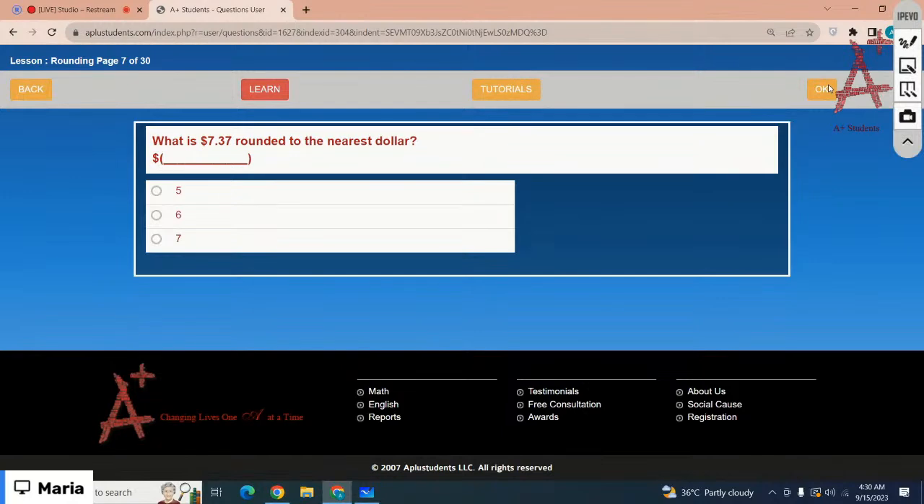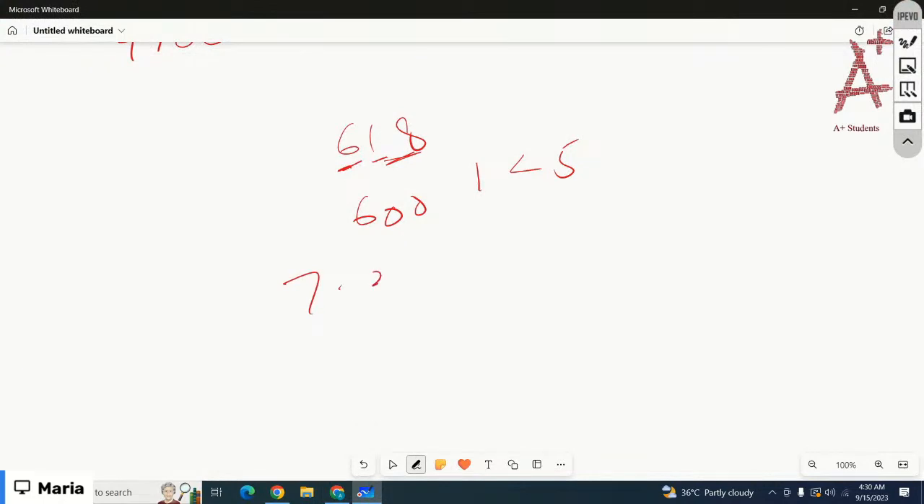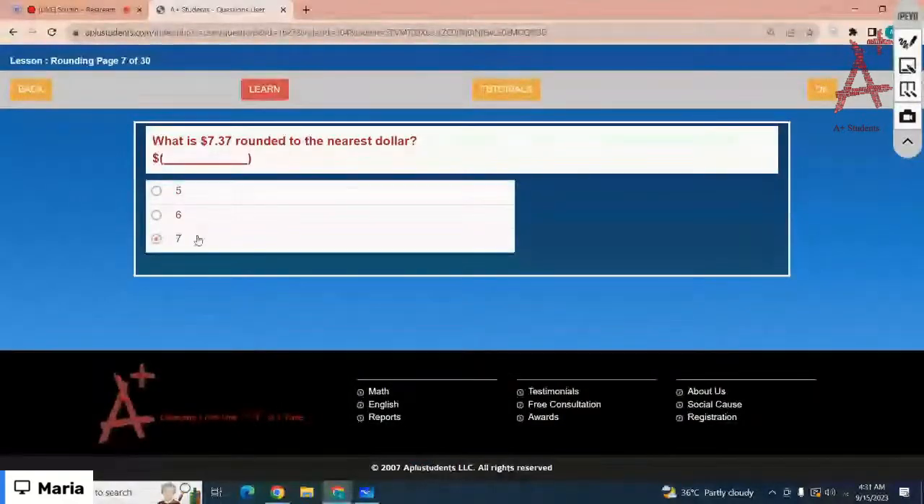What is 7.37 rounded to the nearest dollar, which is the correct option? You have to round to the dollar. That means you have to remove the decimal part, right? So 7.37. Just look at the first digit after the decimal, that is 3. 3 is less than 5. That means you have to round on the same dollar. So it would be rounded off to 7 and it would be 0. So the correct option is 7. It would be rounded off to 7, right?